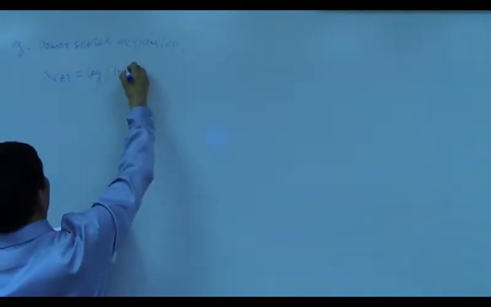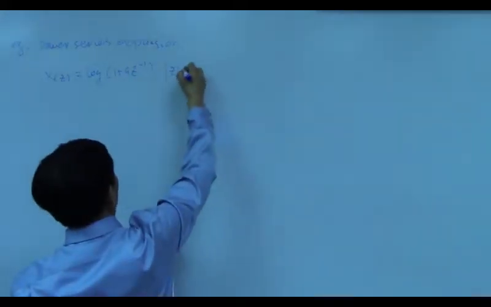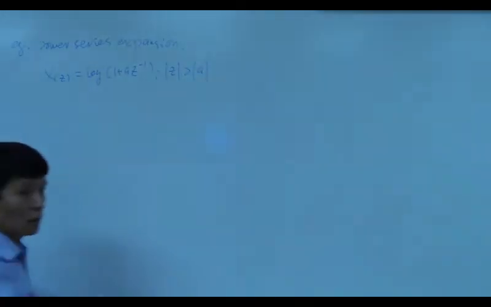We mentioned the theory behind this last time, and today we are going to use an example to show how to do this. Suppose an example is given like this: the Z transform X(z) equals log(1 plus a times z to the negative 1), and the region of convergence is |z| greater than |a|, so outside of the circle.